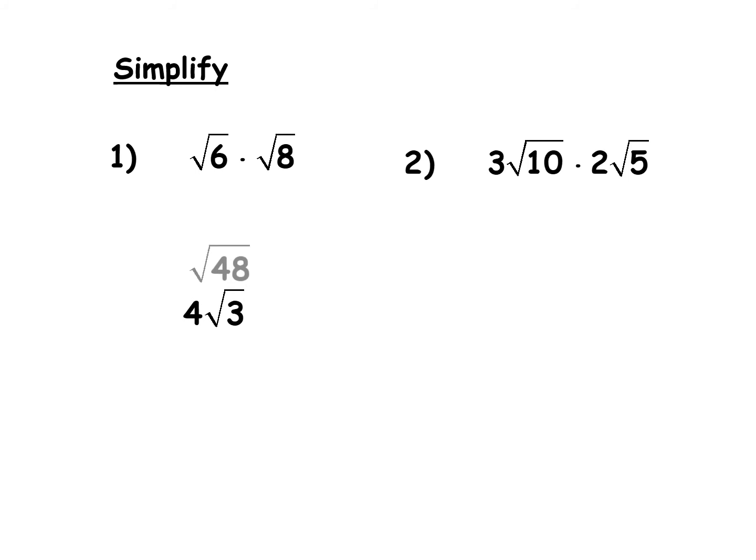So here I would have the square root of 48, but I can break that down to 16 times 3, which would simplify to 4 times the square root of 3. Again, this one here would be 6 times the square root of 50, but I can simplify the square root of 50 into 25 and 2, so I get 30 times the square root of 2.